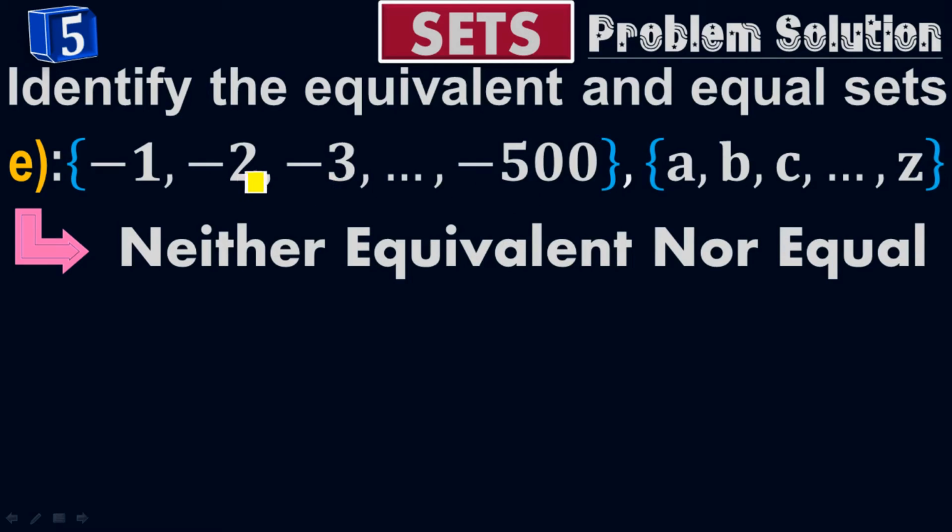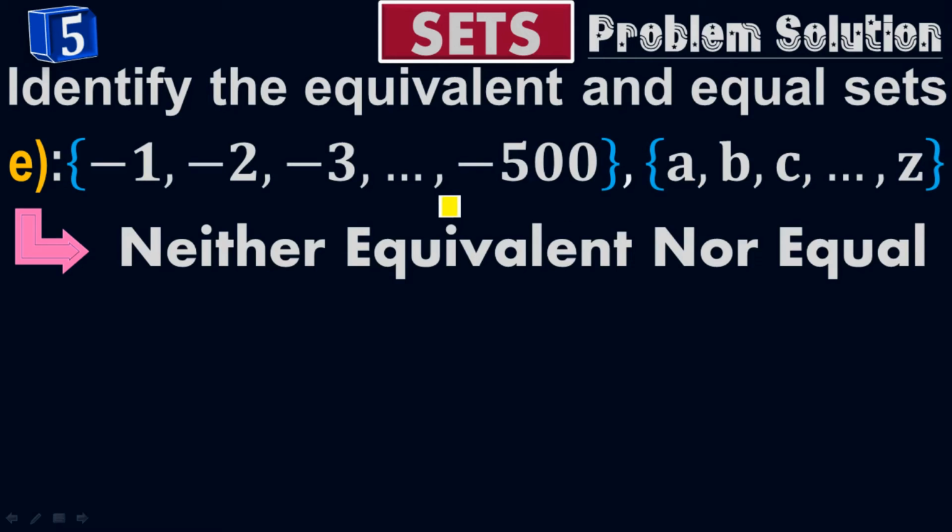Because look, the number of elements in the first set is 500. It starts from -1 up to -500. We have 500 elements in the first set and 26 elements in the second set. Because remember, the total number of English alphabets is 26. A, B, C, D up to Z. We have only 26 alphabets. So their numbers of elements are different. In one set we have 500 elements, in the second set we have 26. So we cannot say that they're equivalent.